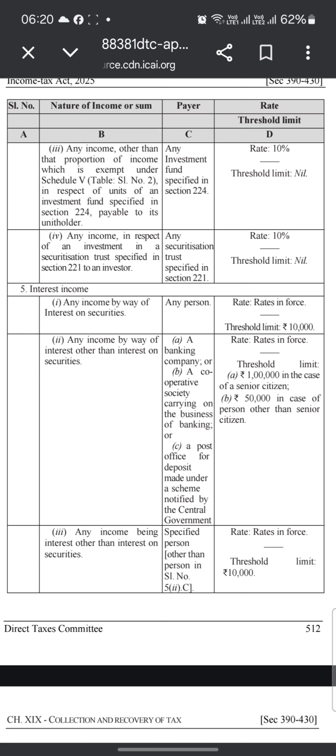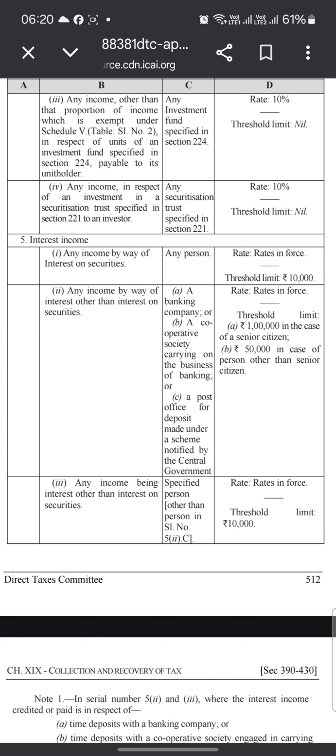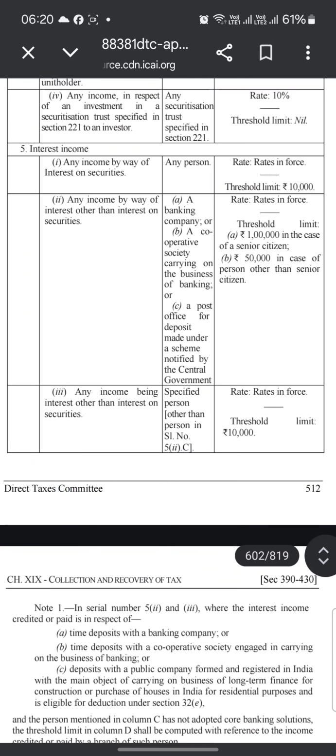Any income other than that portion of the income which is exempt under Schedule 5, table serial number 2, in respect of units of an investment fund specified in section 224, payable to its unit holder. Any investment fund specified in section 224, the rate would be 10%. The threshold limit is nil. Any income in respect of investment in a securitization trust as specified in section 221 to an investor. Any securitization trust specified in section 221, the rate would be 10%. The threshold limit is nil.